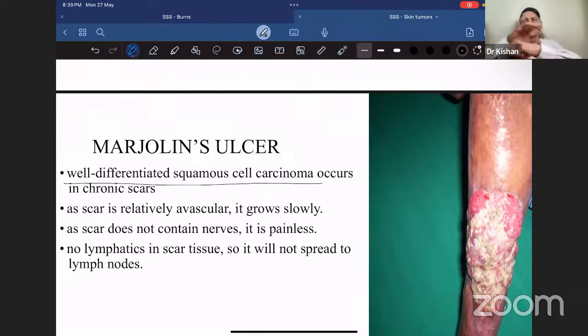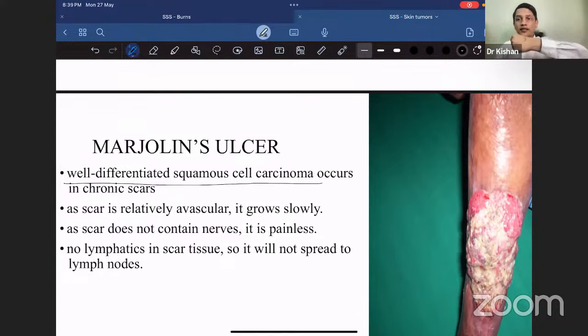Here's the scar. This is my limb, for example. See, now we'll make it simple. This is my limb. I have a scar here, and there develops a Marjolin's ulcer. When will it spread to my axillary lymph nodes? That's a simple question. Come on, guys. You can answer it.